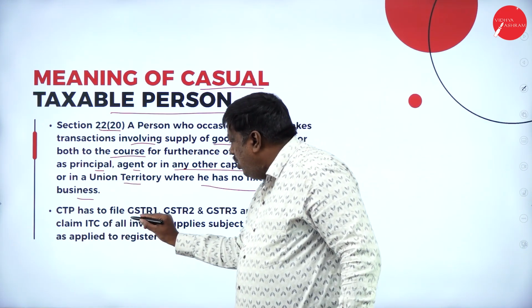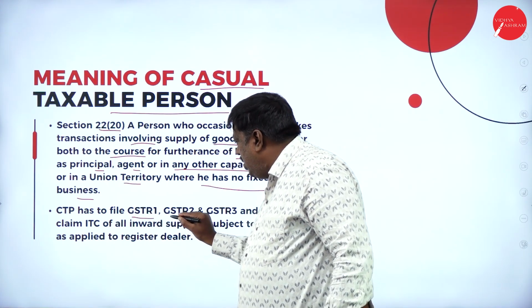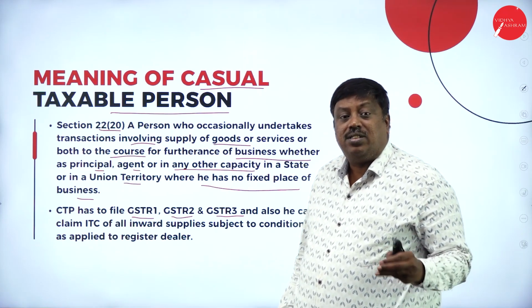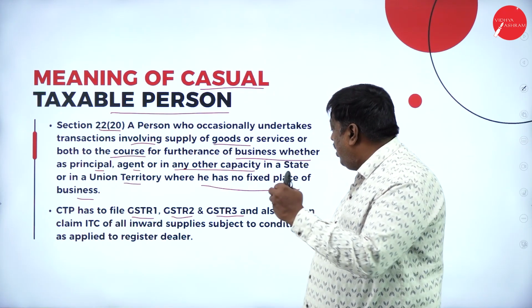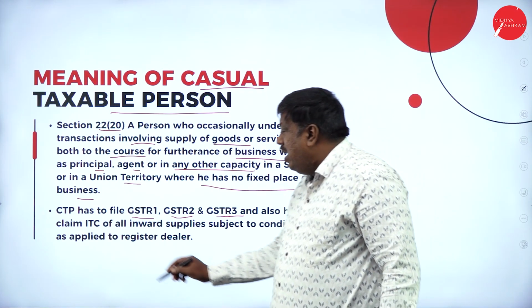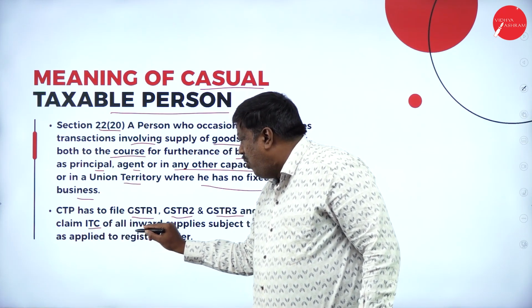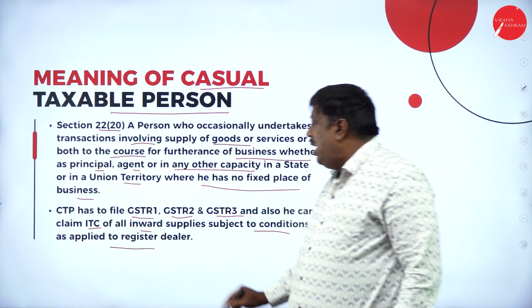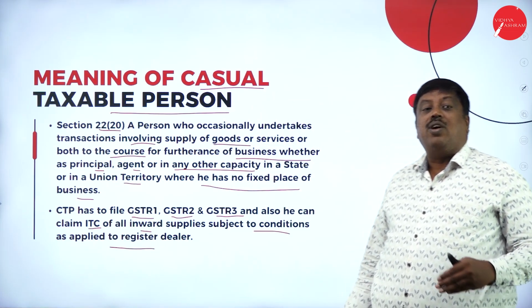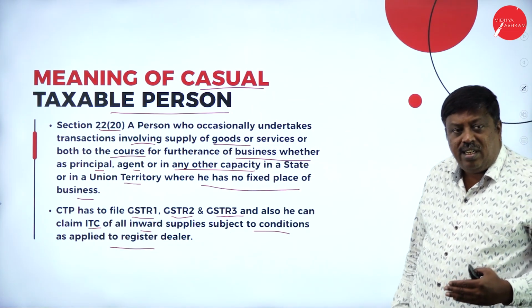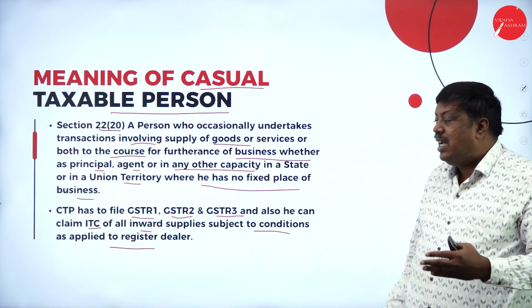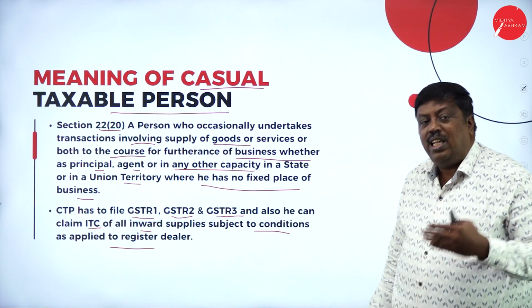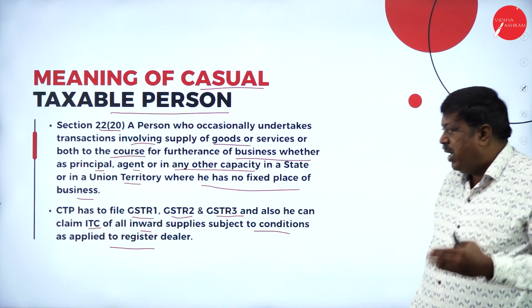Which form do they have to use? GSTR-1, GSTR-2 and GSTR-3, that is, Goods and Services Tax Returns 1, 2 and 3. Also, you can claim input tax credit of all inward supplies, subject to conditions as applied to a registered dealer. Whatever the conditions are for the registered dealer, in the same way you can claim the benefit of input tax credit for the inward supply that is made.